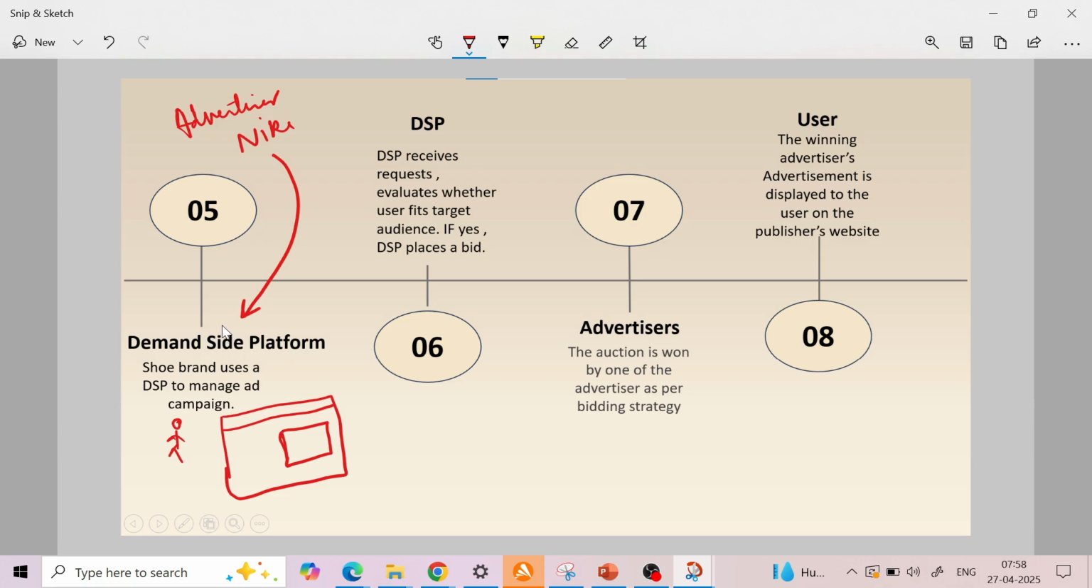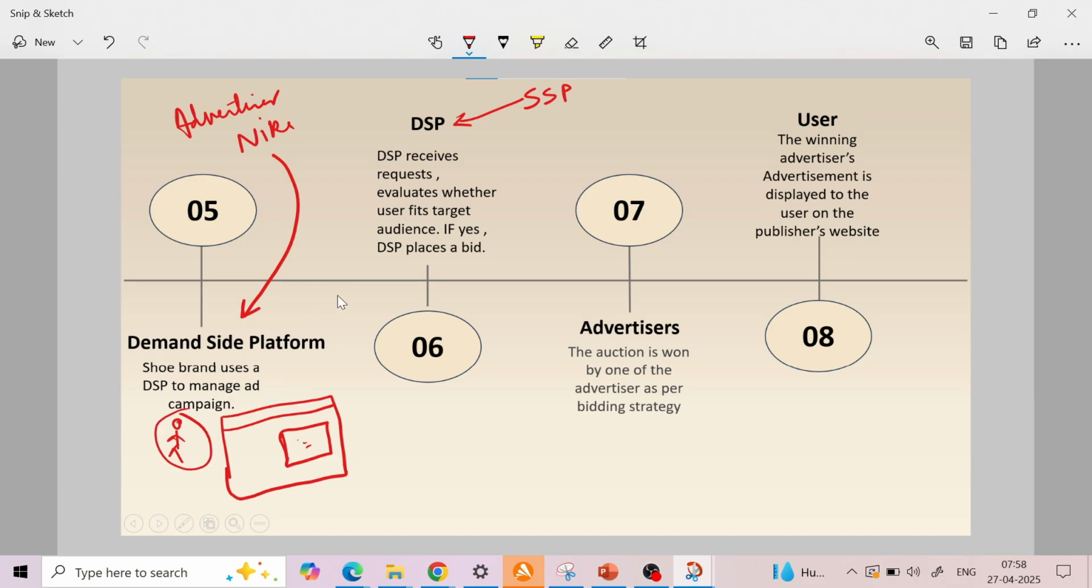So how a demand side platform works is: the DSP will receive requests and evaluate whether the user fits the target audience. If yes, the DSP will place a bid. Basically, in the previous slide we saw that the SSP will send a request to the DSP to auction this ad space, and along with that, the SSP will also send some profiling about this user and this website.